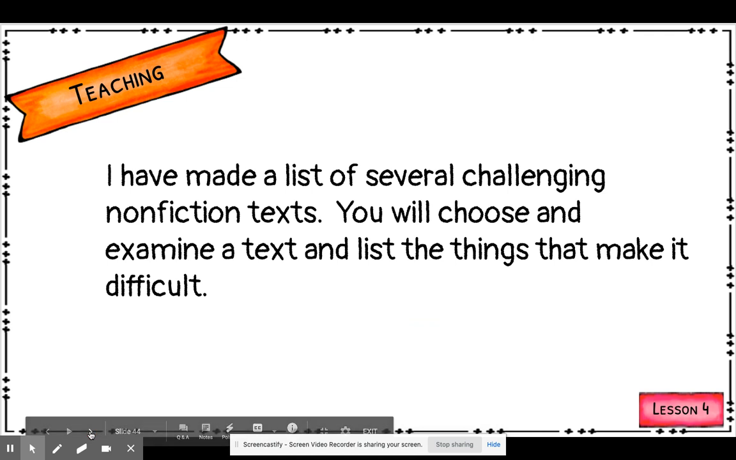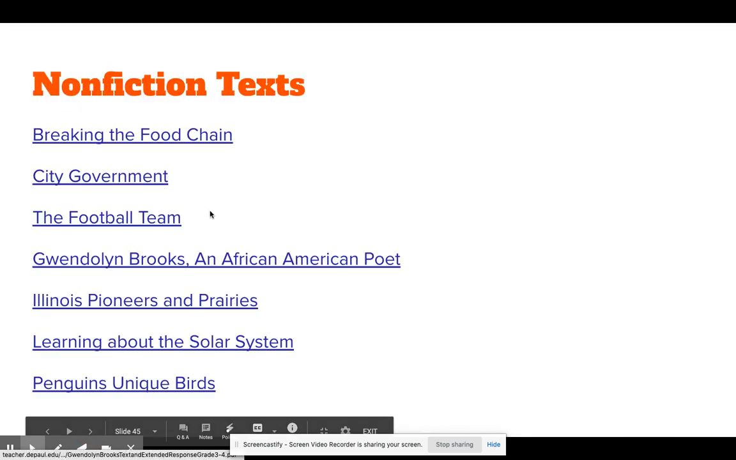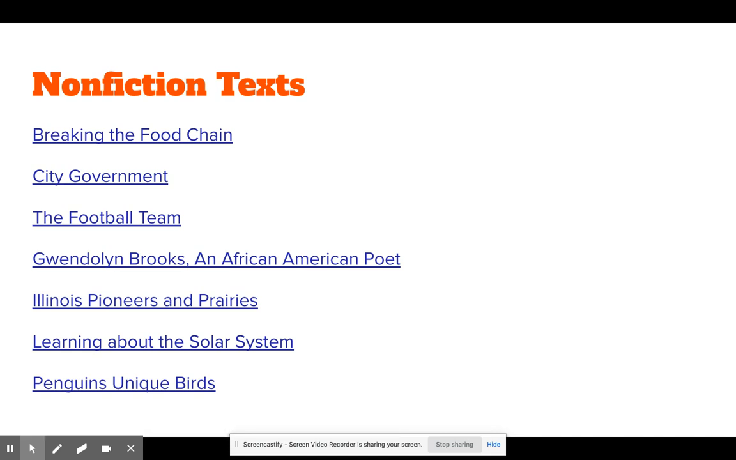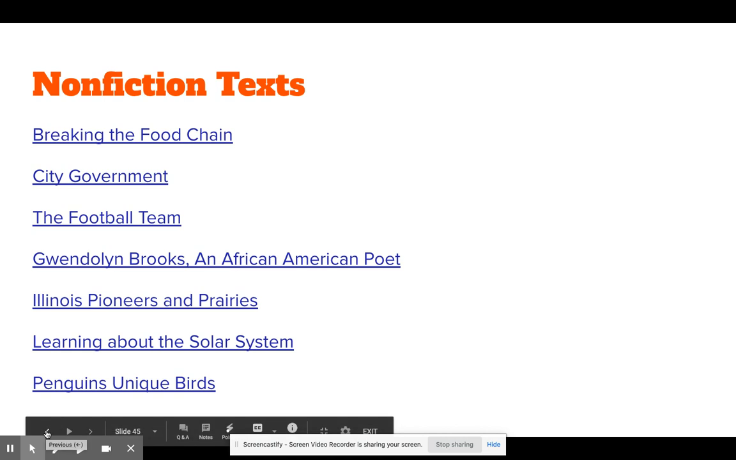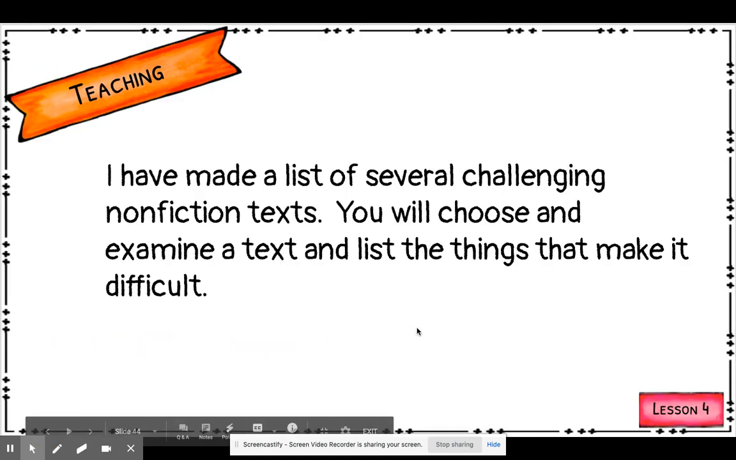I have made a list of several challenging nonfiction texts. You will choose and examine a text and list the things that make it difficult. So for your asynchronous work, I want you to choose one of these books, and you can find a copy of this slide in Canvas under Nonfiction Challenging Text. Choose one and make a list of why you feel this book is challenging. And then when you come back for your asynchronous time, be ready to share. Good luck.